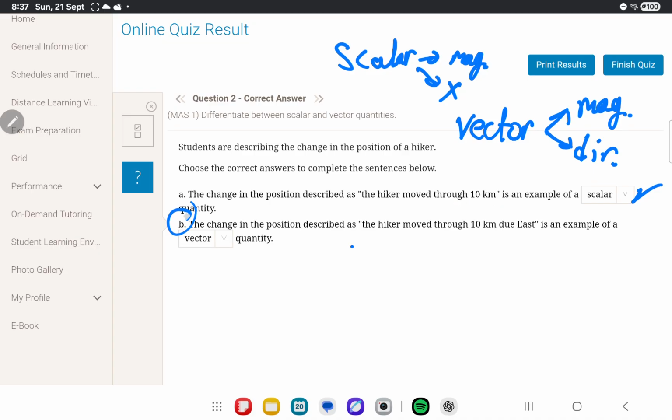Whereas in part B, you can see it says the hiker moved 10 kilometers due east. So this part here is the magnitude, and this part here is the direction. And that is the vector quantity.